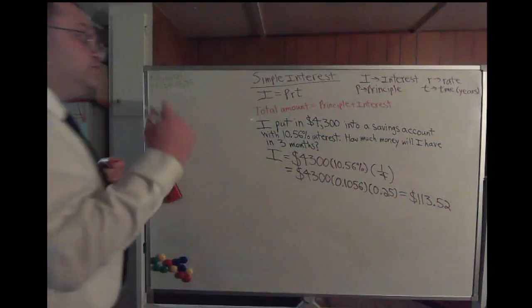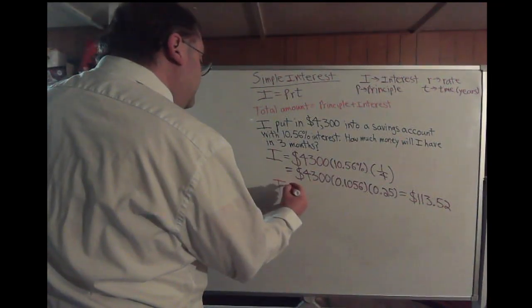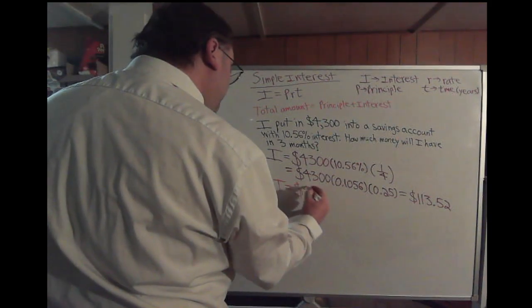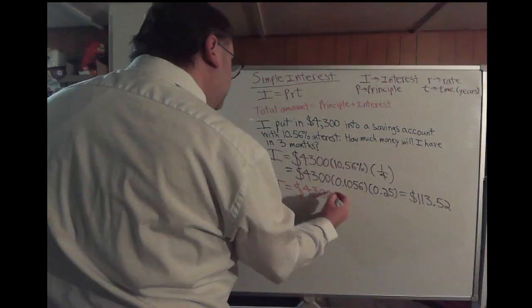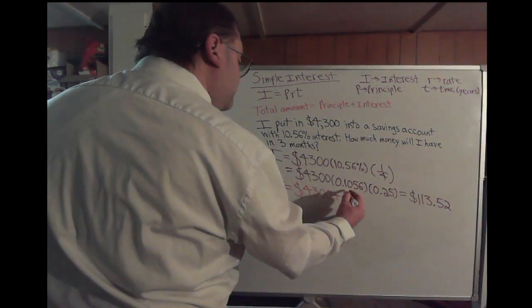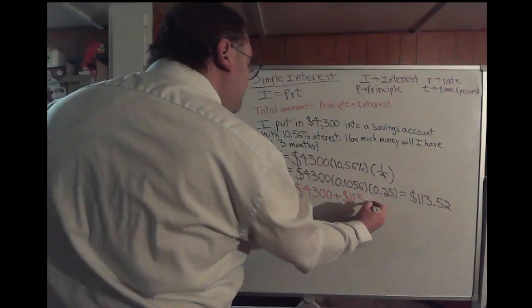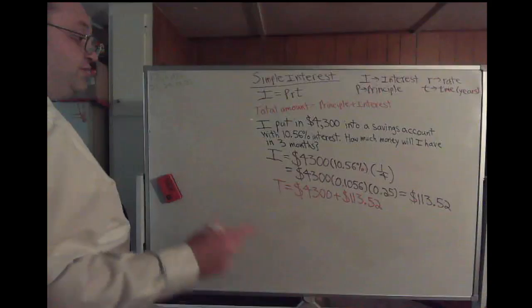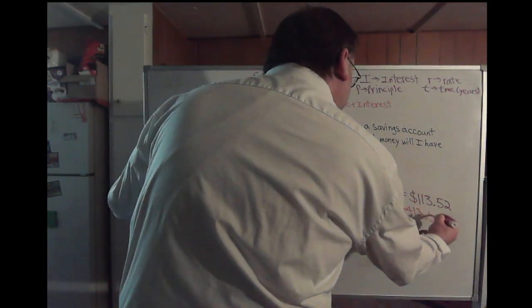So I found my interest to be $113.52. What I now need to do is find out what's the total amount of money I'm going to get. The total amount of money, again, is the principal, which is $4,300, plus the interest, which we determined to be $113.52. So if you add 4,300 plus 113.52, you'll end up getting $4,413.52.